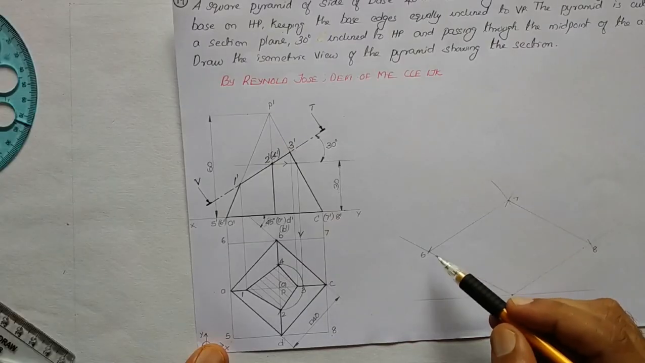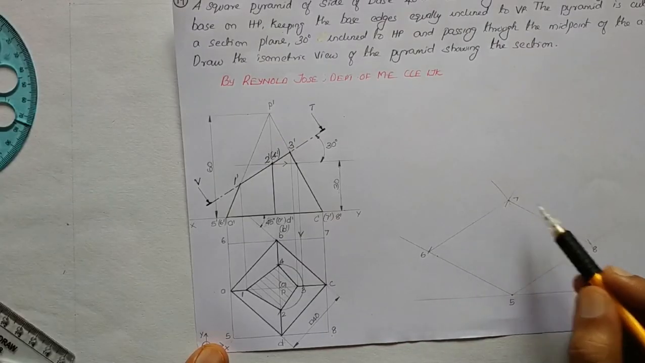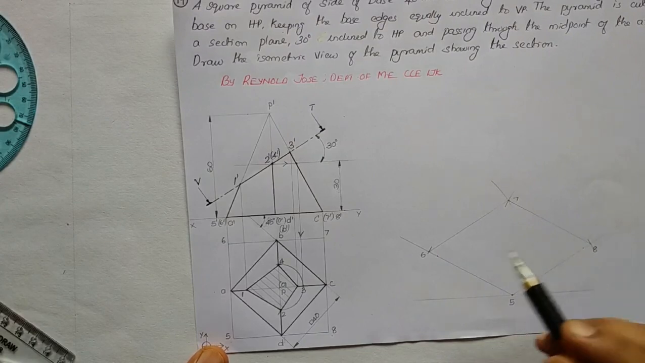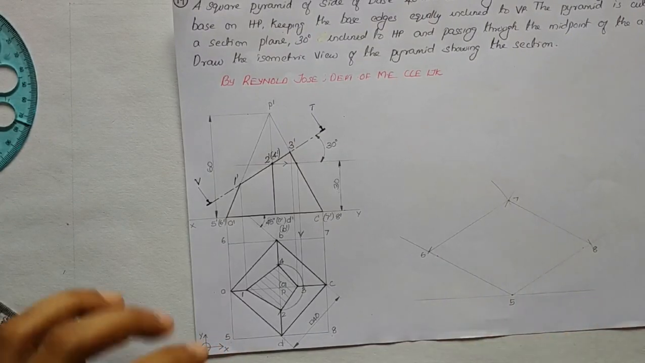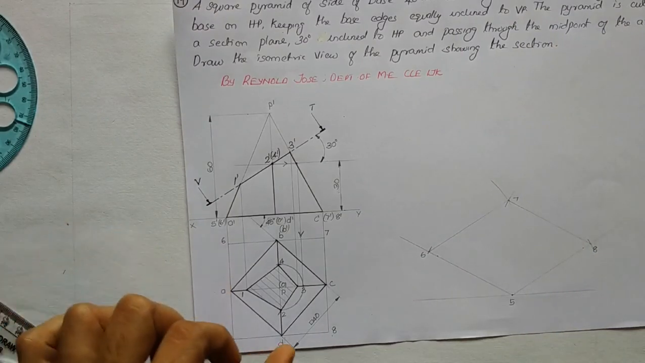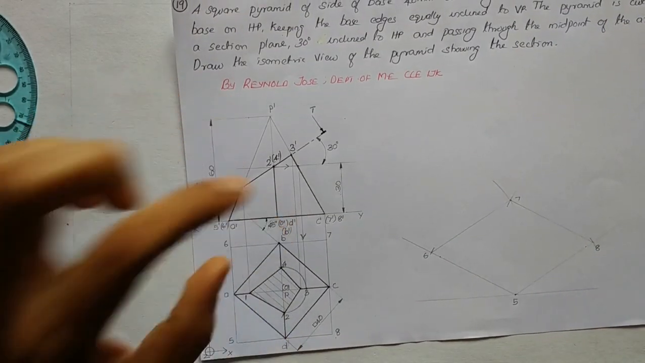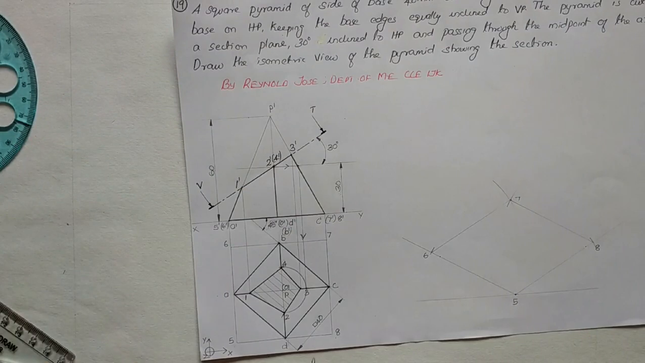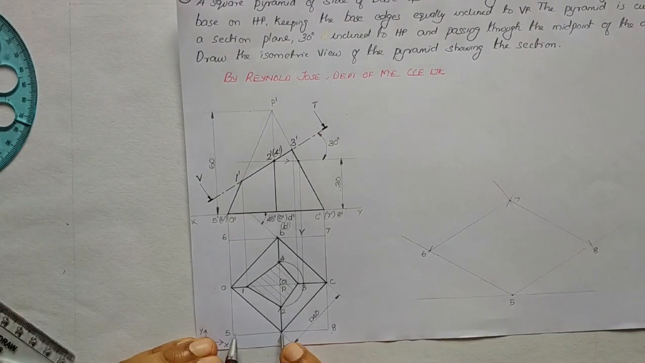So we shall mark the centers of 5, 6, 6, 7, 7, 8 and 5, 8. So we don't have the exact measurement. We shall take it from the orthographic projection. So this measurement, this measurement, this measurement, everything will be the same. We shall take one among that. So we shall take this measurement.